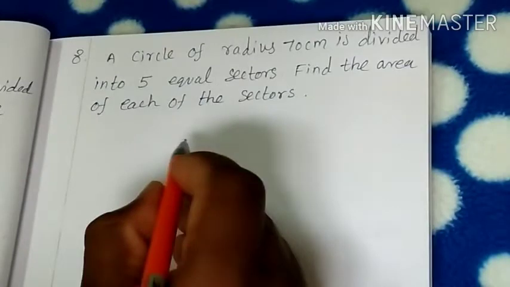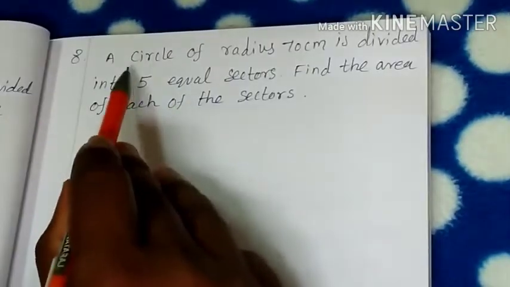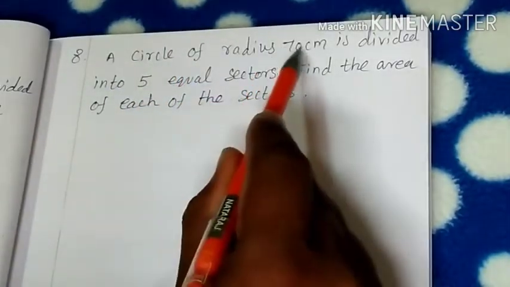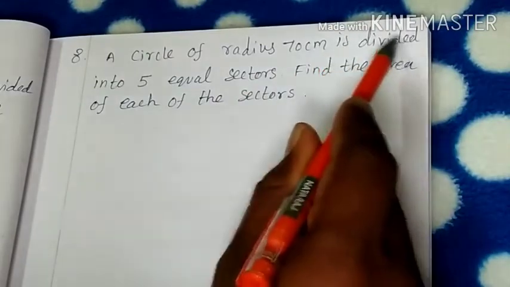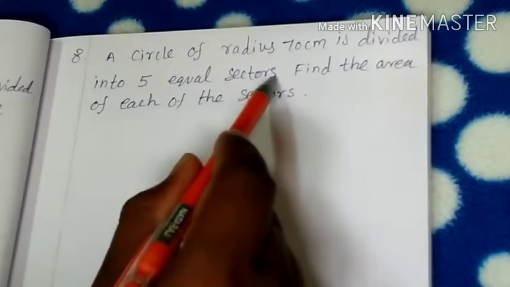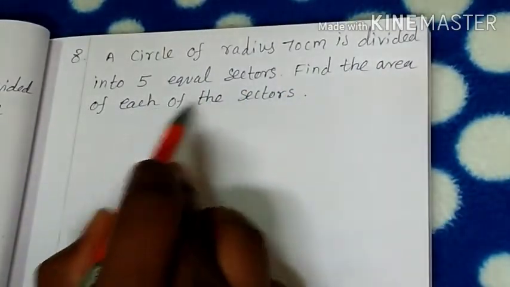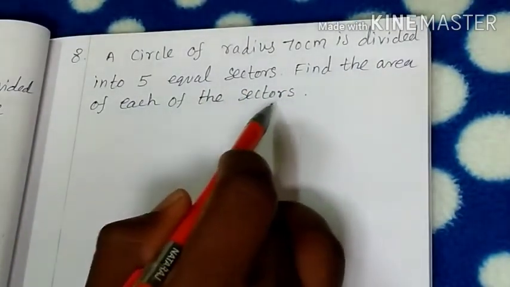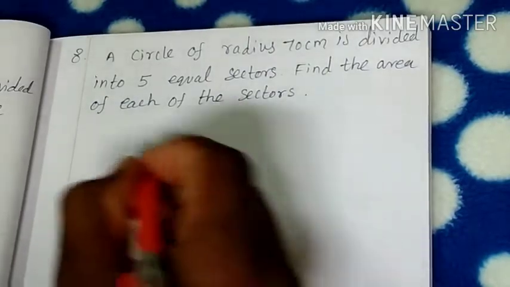Okay, dear students, then the 8th question. A circle of radius 70 centimeter is divided into 5 equal sectors. Find the area of each of the sectors. So now we move on to the area of the sector. The solution.